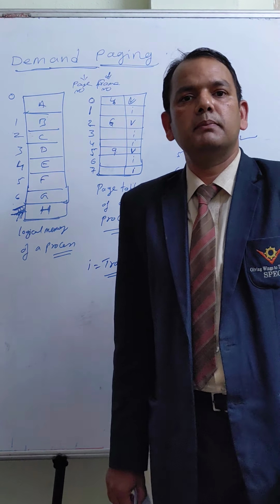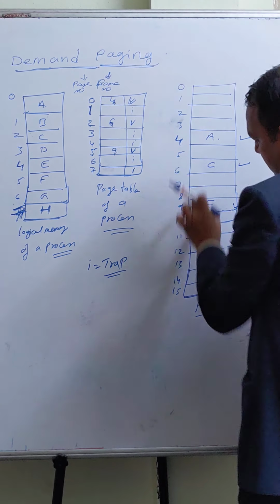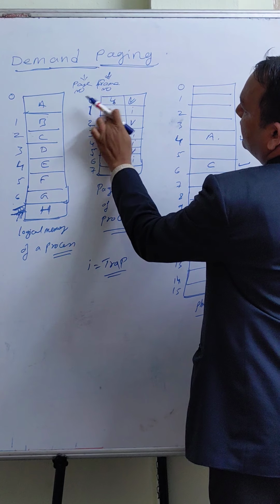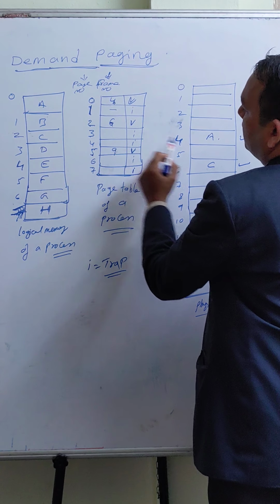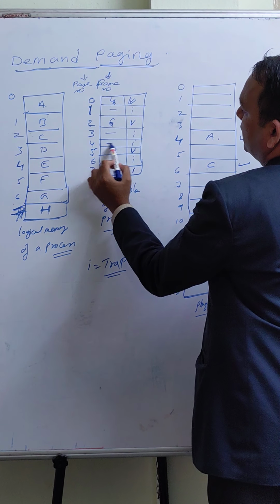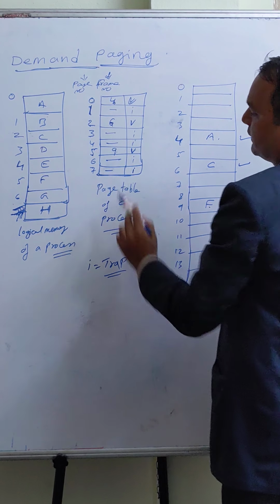If you see here, page number 1 is not available in the main memory. That is why we didn't write anything, it's blank. Page number 3 is not available in main memory, that's invalid. Likewise page number 4, page number 6, page number 7.